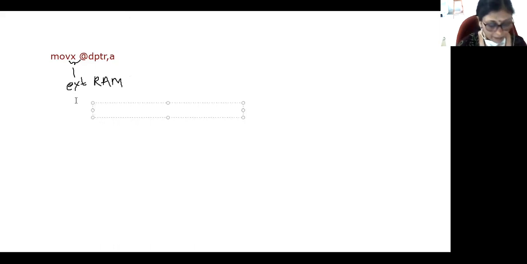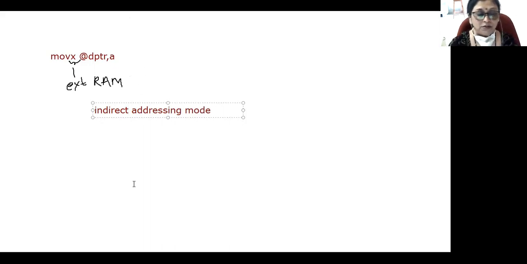This X indicates this instruction or this data transfer is related to external RAM. It is related to external RAM. And as you can observe, this particular instruction follows the indirect addressing mode. So students, let us see how the instruction works.